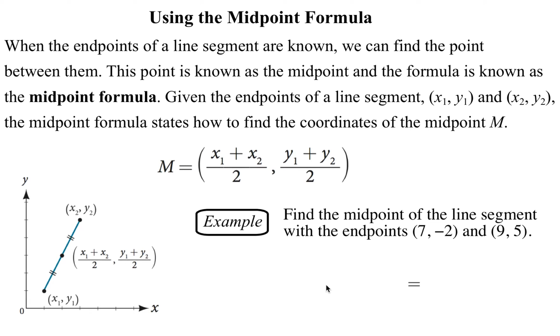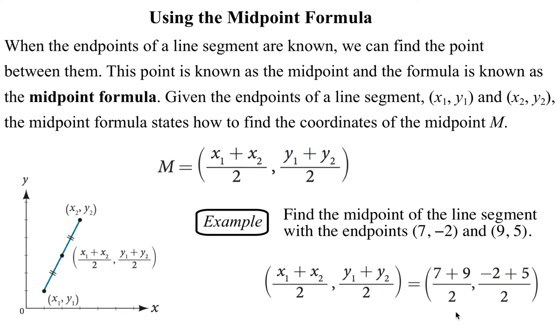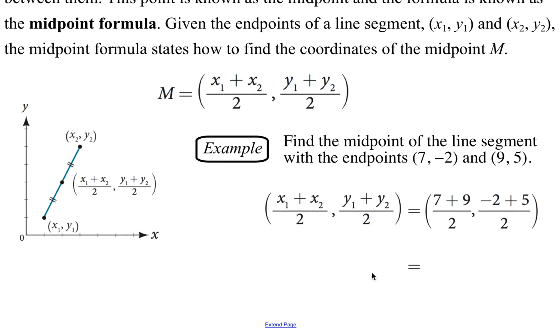Here's a specific example for you. So we have x1, y1, x2, y2. So we're going to add 7 and 9 and divide it by 2. And then we're going to add negative 2 plus 5 and divide that by 2. So we get 16 divided by 2, which is 8, and 3 divided by 2, which is 3 over 2.